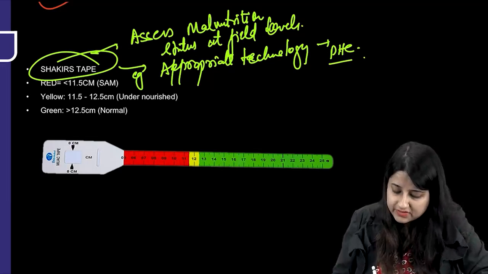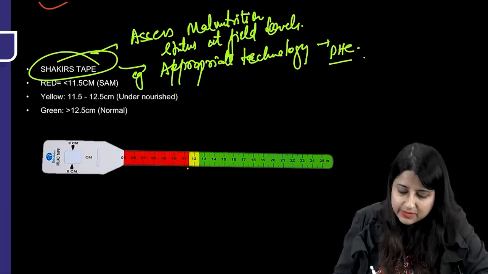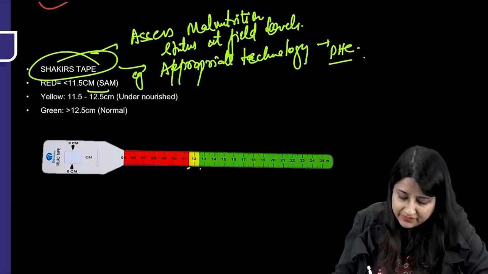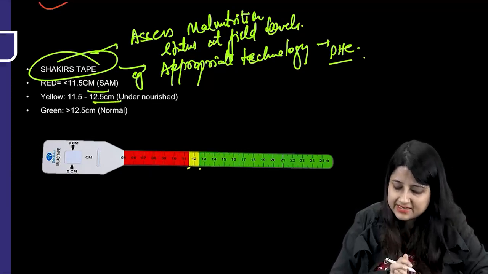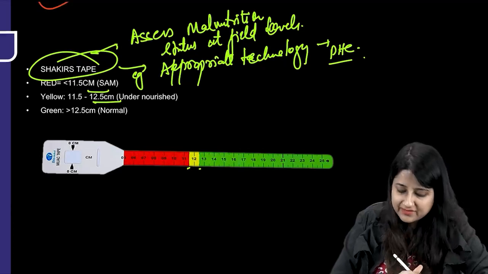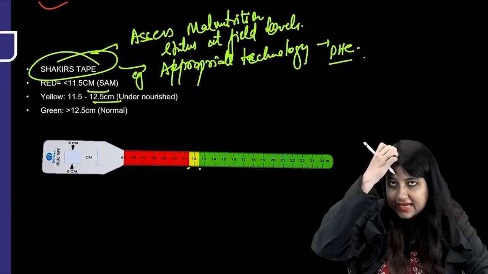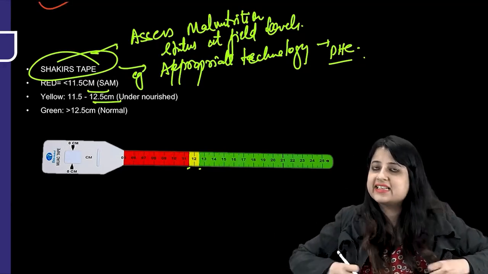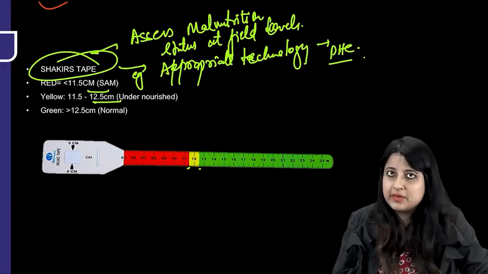Now it has 3 zones, red, yellow and green. Red is below 11.5, SAM child, severely malnourished. 11.5 to 12.5 is undernourished, and more than 12.5 is normal. So if the health worker sees any of this, in the field she will immediately refer to an ICDS center, and accordingly management will be done.